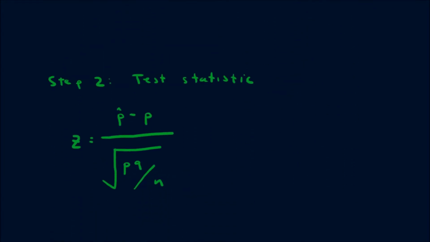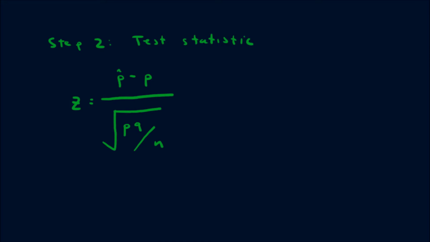Step 2 would be calculating the test statistic. There's a formula for this in your formula sheet. This is it. P hat would be the sample proportion. P is the value used in the null hypothesis. Q is just 1 minus P, and N would be the sample size, which in this case was 260.